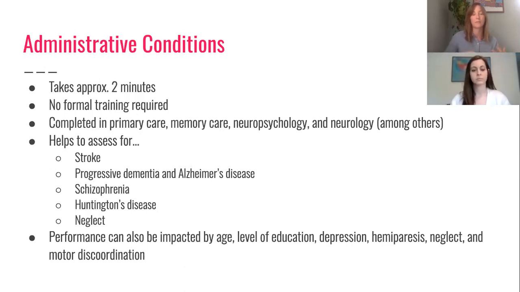And then, as you can see there on the slide, there have been studies that test for schizophrenia, Huntington's disease, and also depression, but that's something that we're going to talk about a little bit later too. And, oh, actually, we're going to talk about it right now. If you look at the bottom where it says the factors that might impact the performance, one of them is presence of depression, education, hemiparesis, etc.